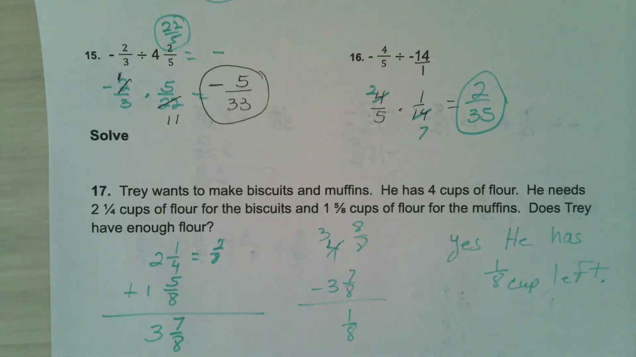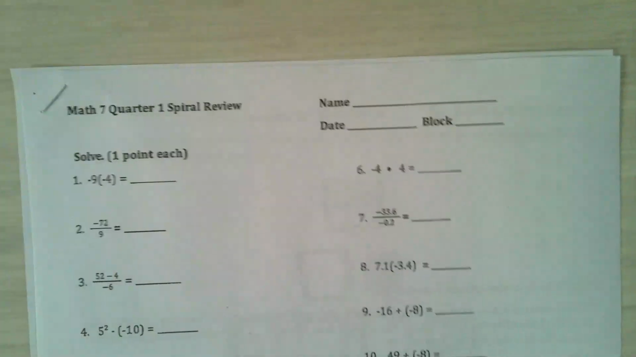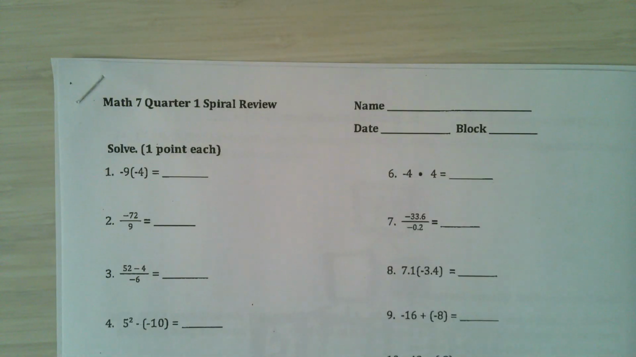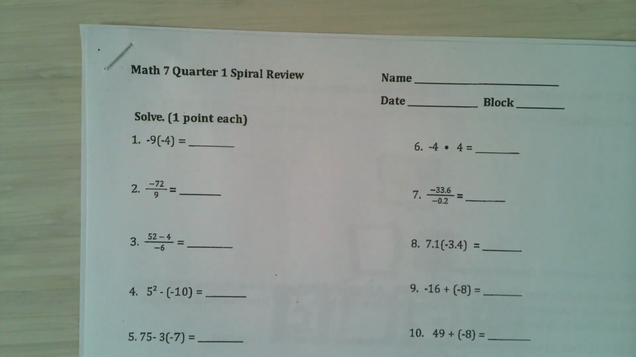Okay, so now for tonight, your homework is to do this. There are 27 problems. This is very similar to the test, and some of them are very easy and some of them are not. So be very careful and get these done.